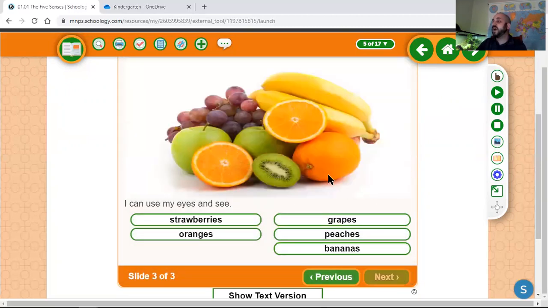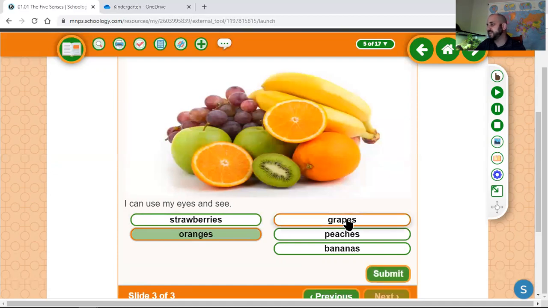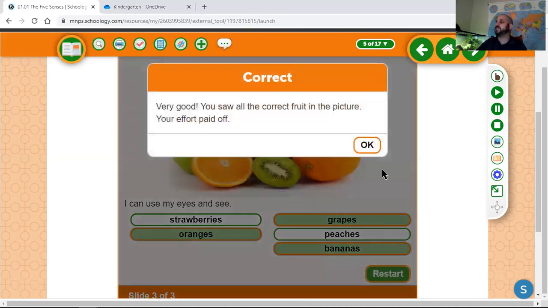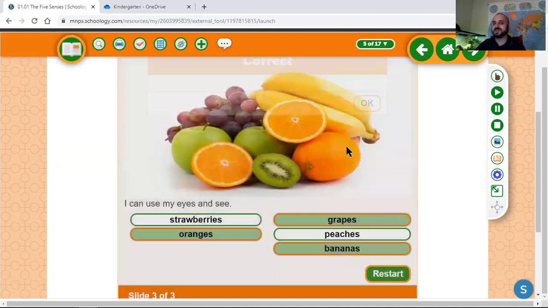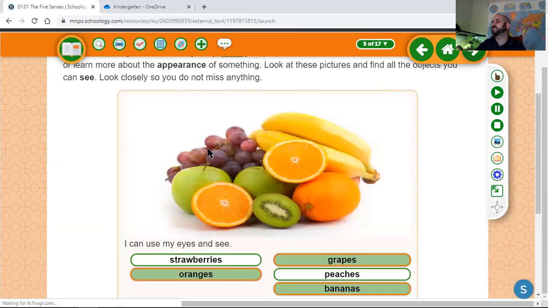What's next? I can use my eyes and see strawberries. No, strawberries are red and I don't see any red except for these grapes. Do we see oranges? Yes. Do we see grapes? Yes. Do we see peaches? No. Do we see bananas? Yes. Correct. All right. Doing great. Let's see. What is next?